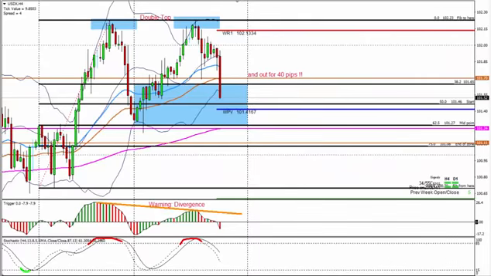Well, it's Friday and the NFP moved in our direction. Remember, we took that short from the double top area, that weekly pivot point. We identified the area where we wanted to get in. We waited for confirmation. We identified where we wanted to take profit.